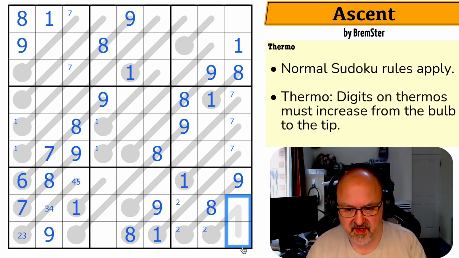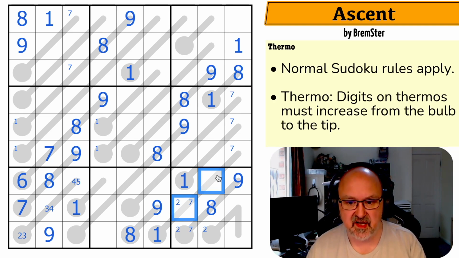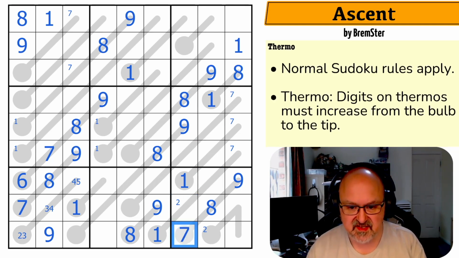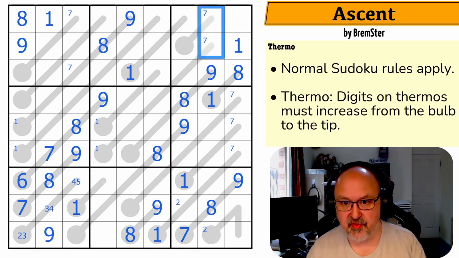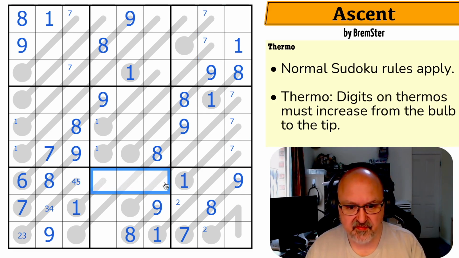So 7 is not in here. 7's not there because that can't be 8 or 9. 7's not there because those can't be 8 or 9. 7 is in one of those two, but that can't be 7 because that can't go 8, 9. So that's not the 7. This is the 7. Which means 7 is in one of those two. 7 is in one of these three by Sudoku because of these two 7s. 7 broken. So it's in one of those two.